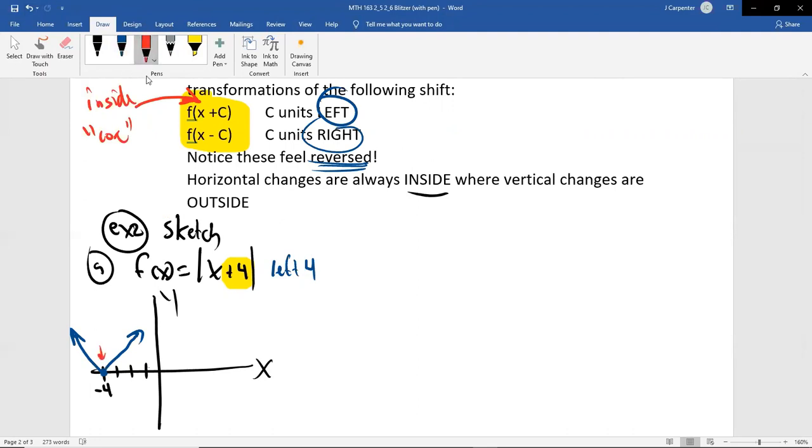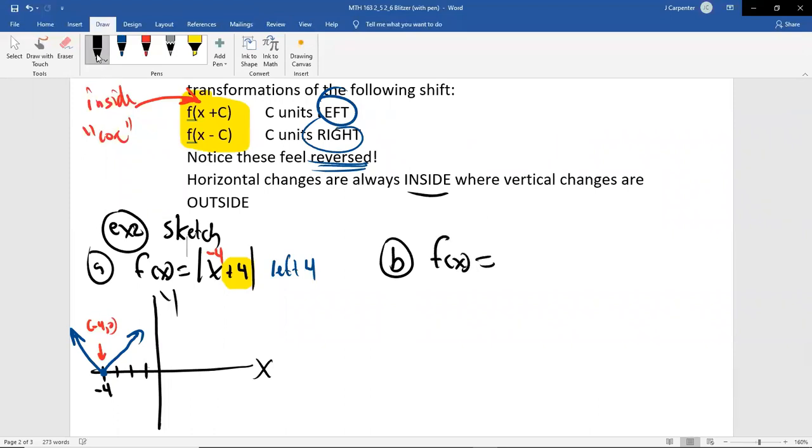Now that point right there, that's (-4, 0). If you plug in -4 right here, -4 plus 4 is 0, the absolute value of 0, it works. If you had gone right 4, you would have the point (4, 0). If you plug positive 4 in here, 4 plus 4 is 8, the absolute value of 8 is 8. And that point is not (4, 0), which would have been wrong. So this is an excellent way of checking if you shifted correctly. Because horizontal shifts are backwards.